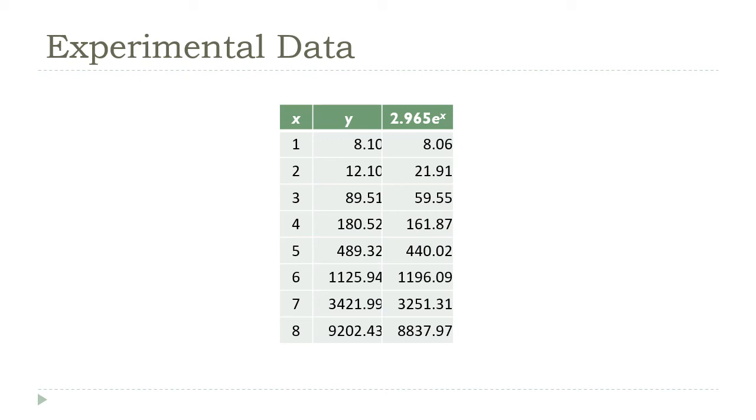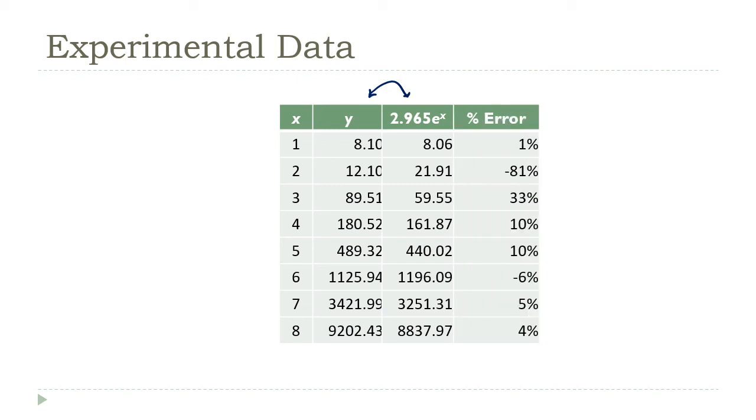pretty decent. All right. So what I did next is kind of the next obvious thing. I calculated the percent error. So I took the difference of the two y's, the observed and the calculated, and I divided them by the observed value, which we're assuming is correct. And I got these percentages, which are not bad. I mean, those are some pretty decent results.